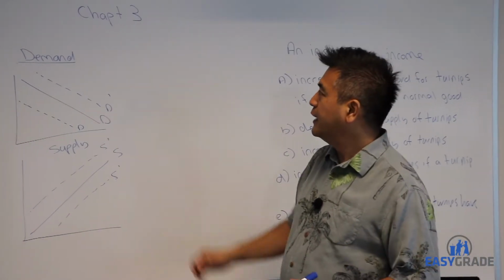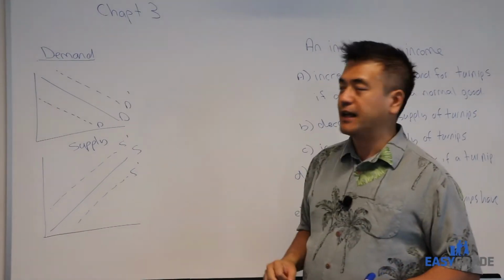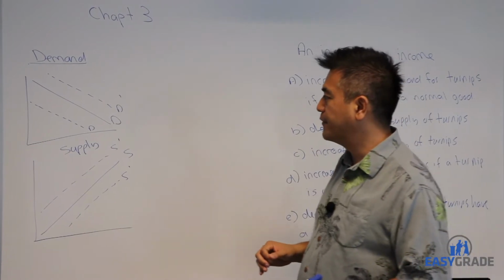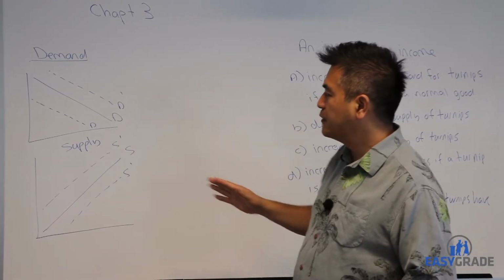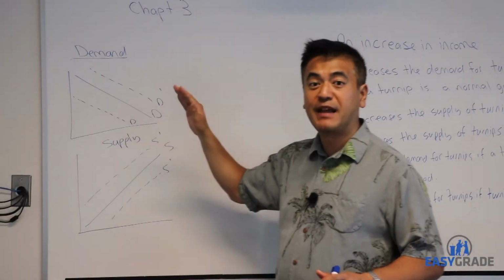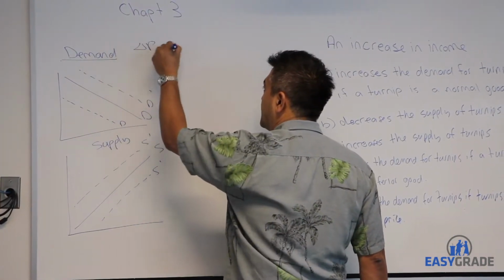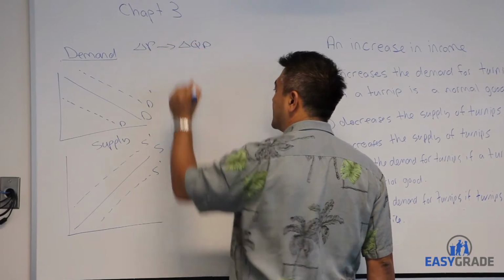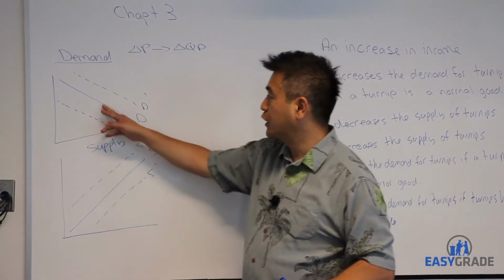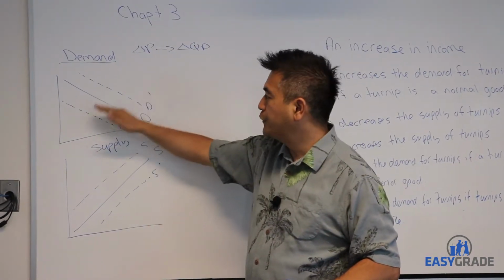Okay, chapter 3 will be demand and supply, the basic concepts of economics. When we talk about demand, remember we're talking about the demand curve. So whenever there's a change in the price, there will be a change in the quantity demanded. That's a movement along the curve. When will the curve shift?